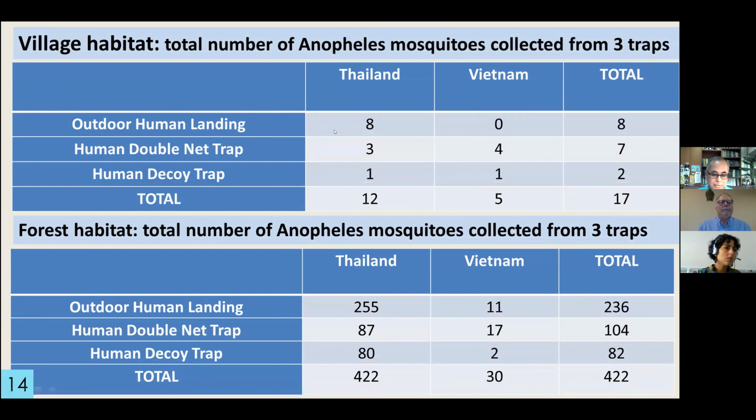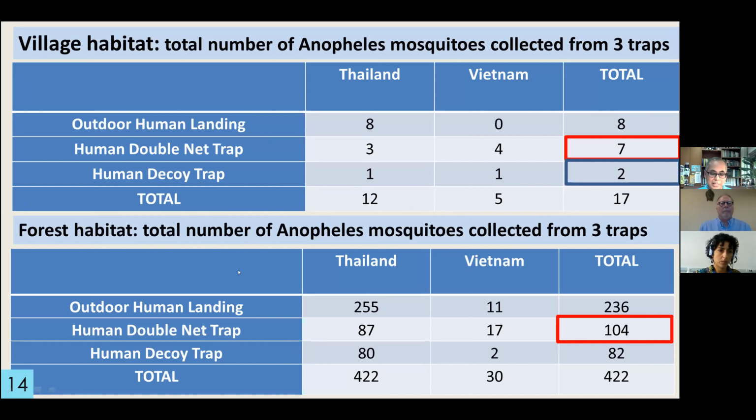The upper table is the result from village habitat from the 2 countries. We collected a total of 7 Anopheles from human double-net trap and 2 from human decoy traps. In contrast, the below table is the result from the forest from Thailand and Vietnam. As you can see here, 104 were captured from human double-net, 82 from human decoy trap, and 236 from outdoor human landing collection.